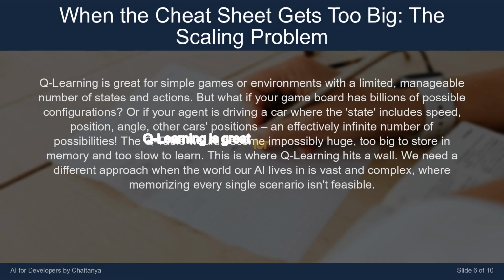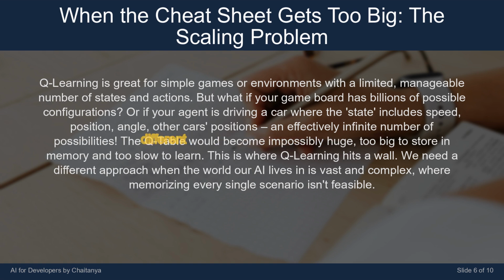Q learning is great for simple games or environments with a limited, manageable number of states and actions. But what if your game board has billions of possible configurations? Or if your agent is driving a car where the state includes speed, position, angle, other cars' positions, an effectively infinite number of possibilities? The Q table would become impossibly huge, too big to store in memory and too slow to learn. This is where Q learning hits a wall.